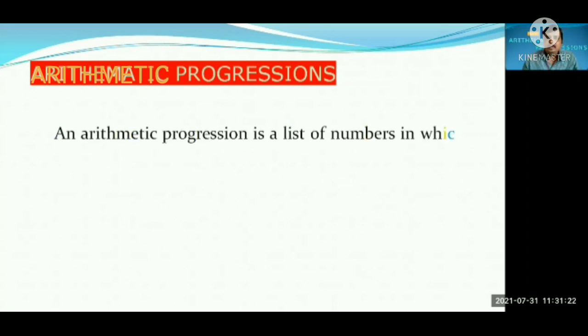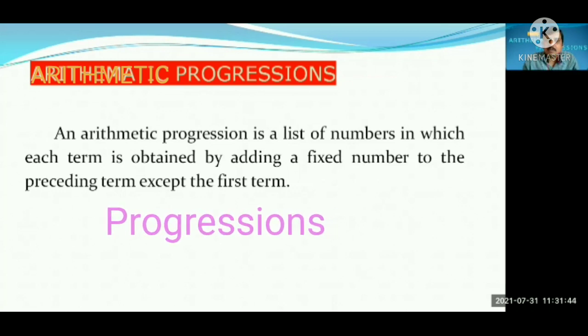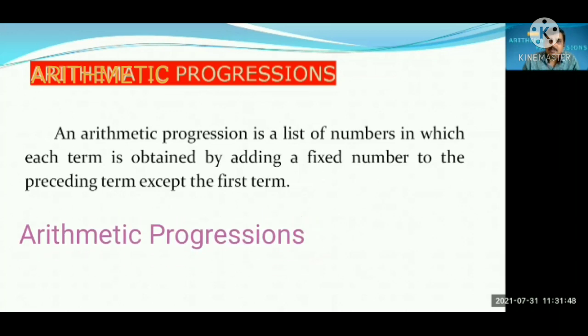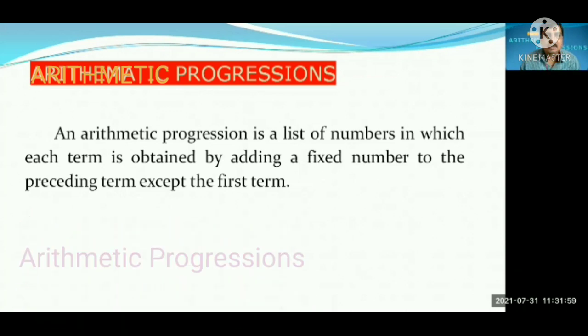An arithmetic progression is a list of numbers. If a list of numbers has a definite rule, then that list of numbers can be said to be a progression, just a progression, because there are three types of progressions we can see: arithmetic progression, geometric progression, and then harmonic progression. So in that, mainly, what does arithmetic progression mean?